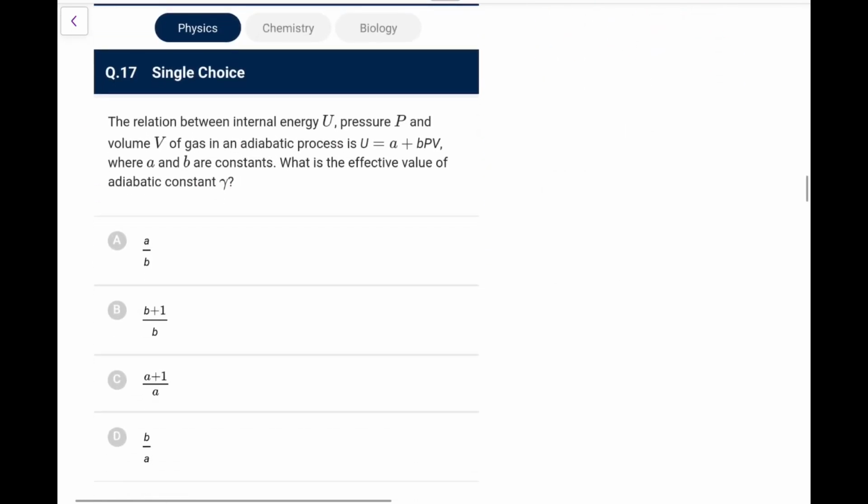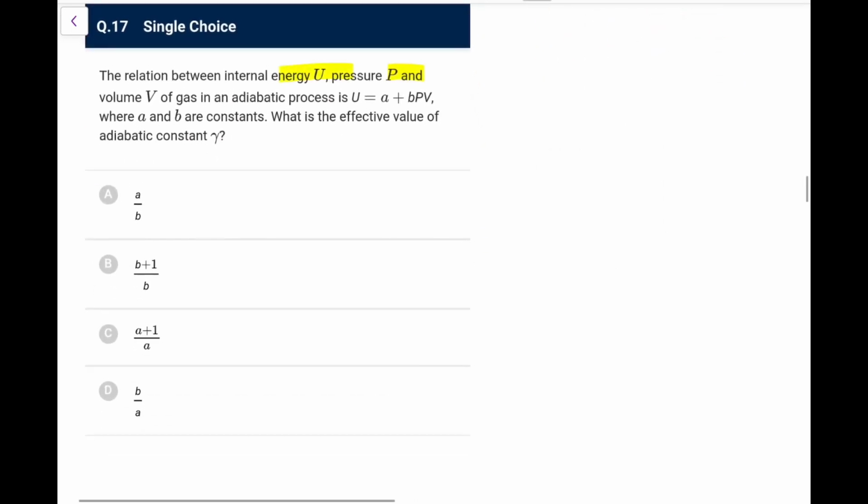Next one. The relation between internal energy, pressure and volume of a gas in an adiabatic process is this, where A and B are constant. What is the effective value of adiabatic constant? I think this is also a repeated one. So what I can write, in adiabatic process dU is equal to minus P dV.